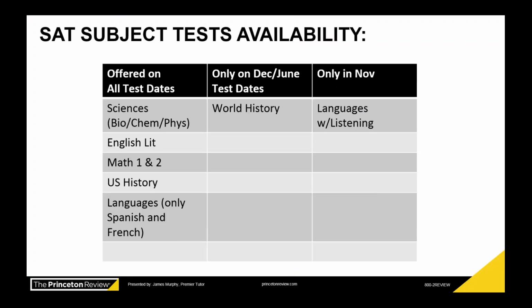So what are your options with subject tests? Here's the basic list of exams. You've got the 3 sciences. You've got an English Lit, Math 1 and Math 2. I'll say more about that in a second. U.S. History, and Spanish and French that are offered always. The World History is only in December and June. The Latin exam, actually I left that off the list, my apologies, is also offered in December. And in November, that's when you get the language with listening exams, all right? So languages like Korean, Italian, German, those are only offered in November.